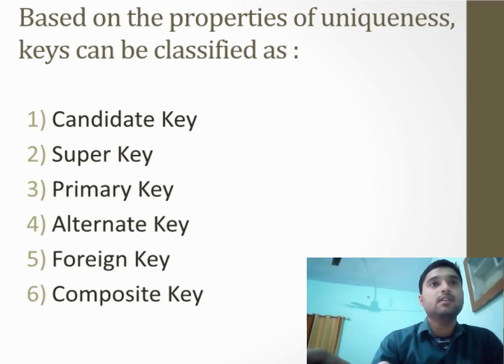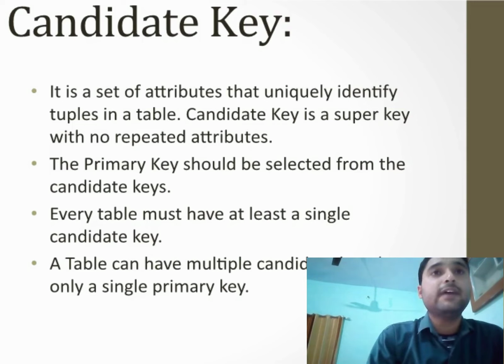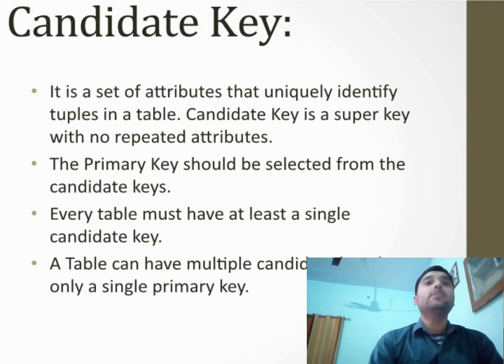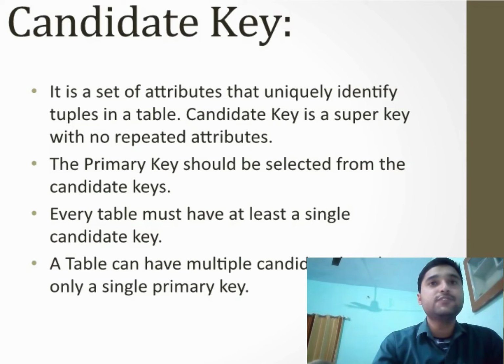Here it is. The first property of the candidate key is that it is a set of attributes that uniquely identifies rows or tuples in a table. A candidate key is a super key with no repeated columns. When we discuss the example, you will understand all the properties. The second one is that the primary key should be selected from the candidate keys. The third one is that every table must have at least a single candidate key. The last one is that a table can have multiple candidate keys but only a single primary key.